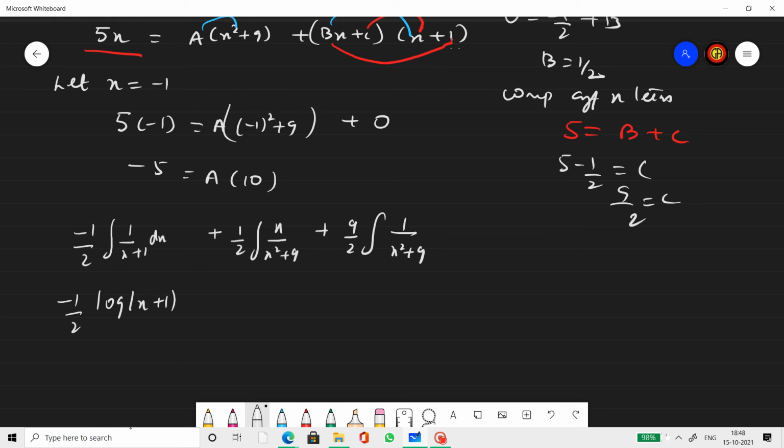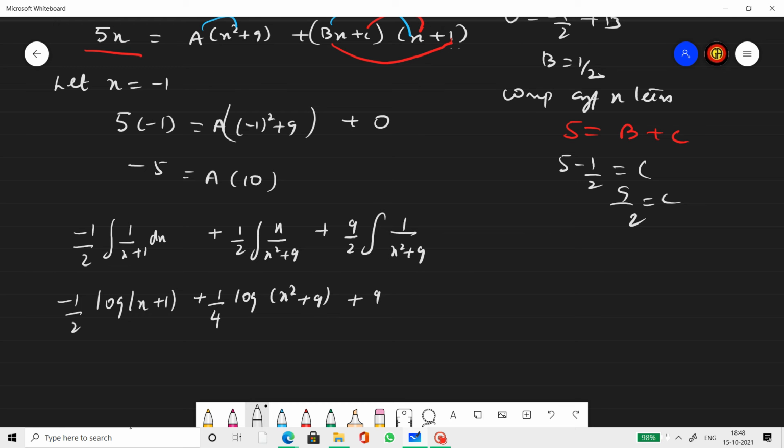Next one, it is by substitution, but I am not showing any step. Take t as x square plus 9, dt will cancel the x, but you get a 1 by 2. So therefore this will be 1 by 4 log of x square plus 9.